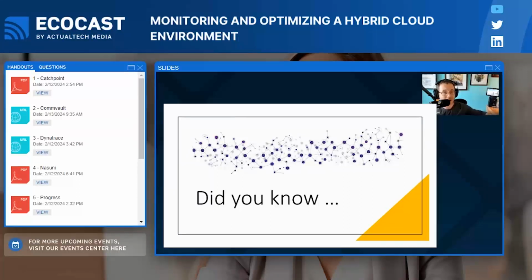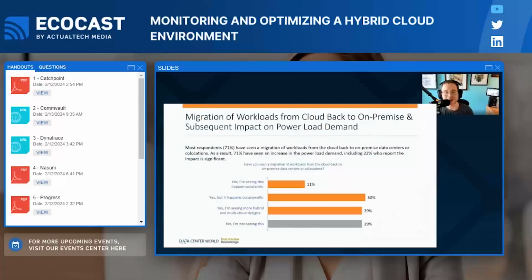In that report, we asked the respondents, we sent this out to thousands of people: are you seeing cloud repatriation happening within your environments, within your customer environments? All right, you ready? Drum roll. Here's the response. By the way, this is not the first time we asked this question. Most respondents, about 71%, last year was a number that was just a little bit higher, are seeing a migration of workloads from cloud back to on-premise data centers or co-locations. And as a result, 71% see an increase in power demand, and 22% say that increase is significant.